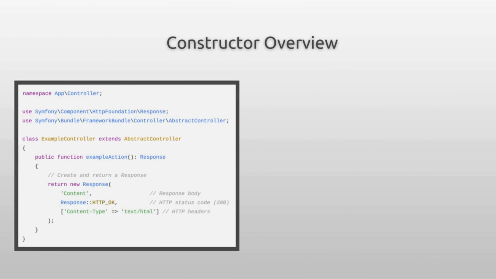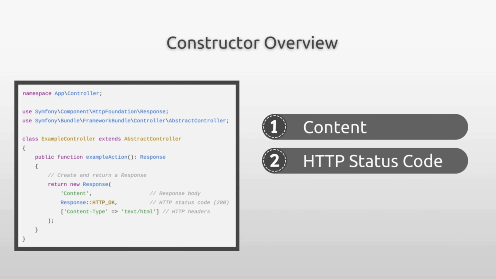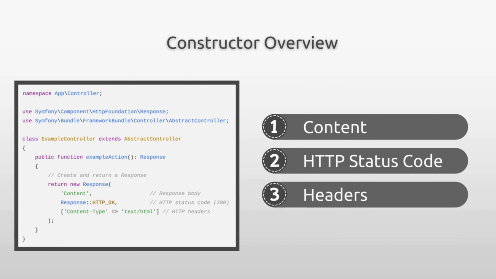Constructor overview. The response constructor allows you to specify first, content, the body of the response, typically HTML, JSON, XML, or plain text. Second, HTTP status code. The HTTP status code indicating the result of the request. For example, 200 OK, 404 not found. Third, headers, an associative array of HTTP headers associated with the response.